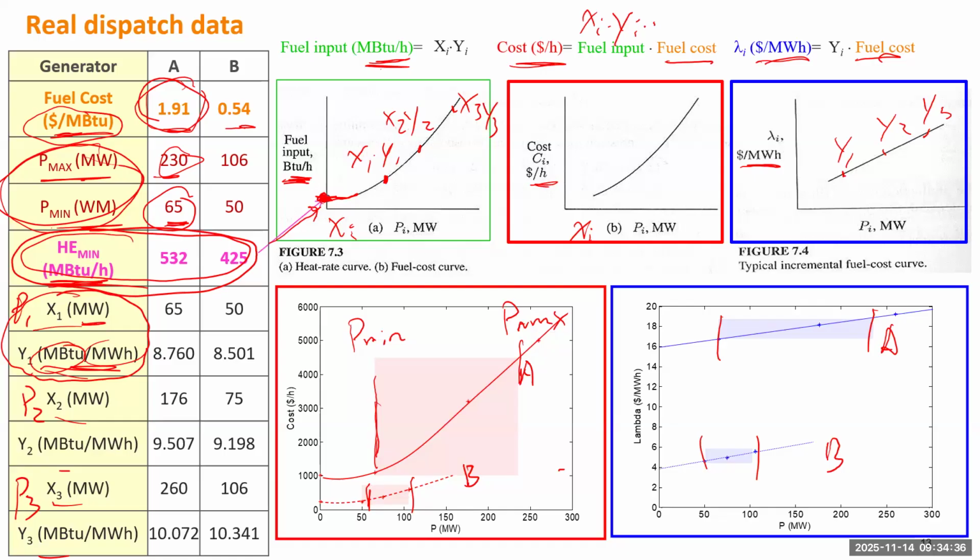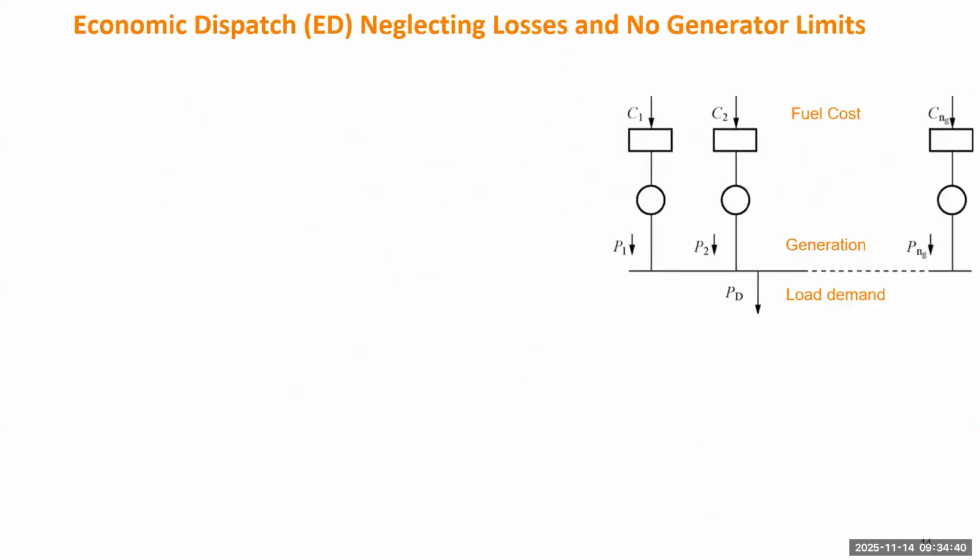Okay, so now we can move to the formulation of the simplified economic dispatch problem. We're going to dispatch NG, a number of generators, to together support some load demand. We call it PD. Each generator will have a cost. The fuel costs, we call them C1 to CNG.